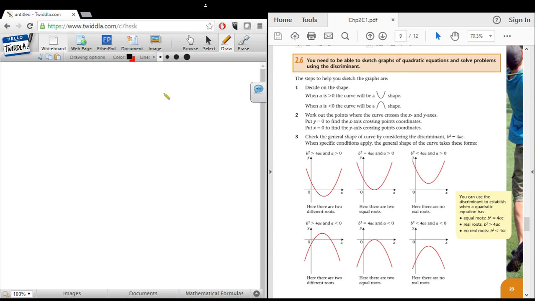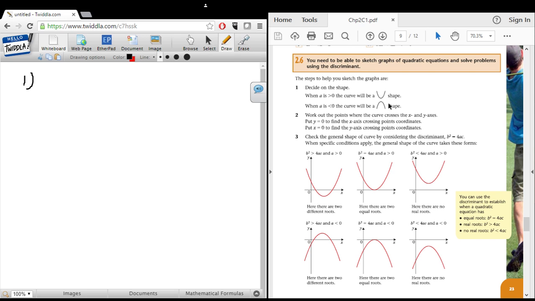So we're just going to go over now three simple steps that you need to follow in order to appreciate how to draw a graph. So let's first of all talk through it, and then we'll make some notes. The first part is deciding on the shape. When a is greater than 0, the curve will be a U shape. When a is less than 0, the curve will be an N shape.